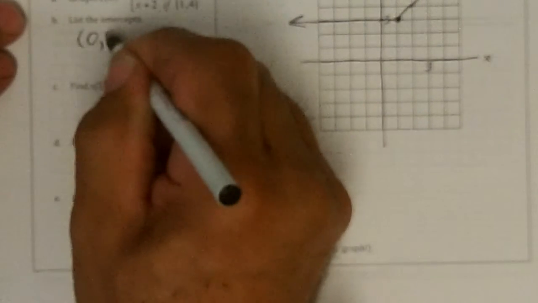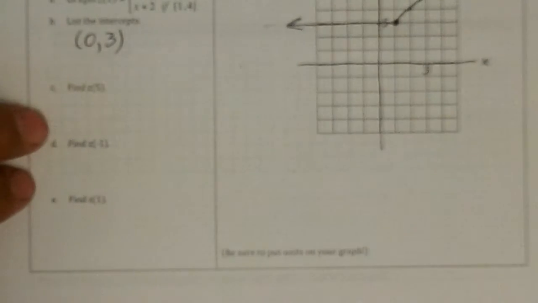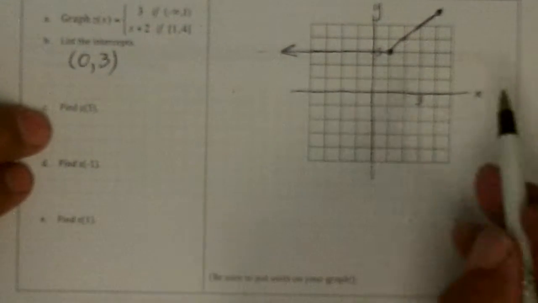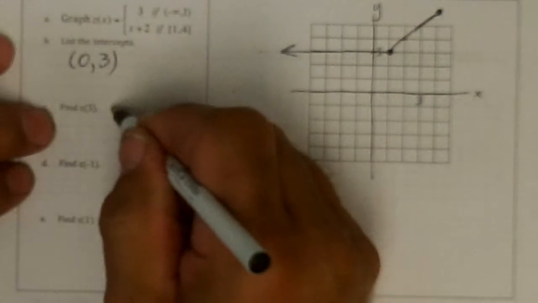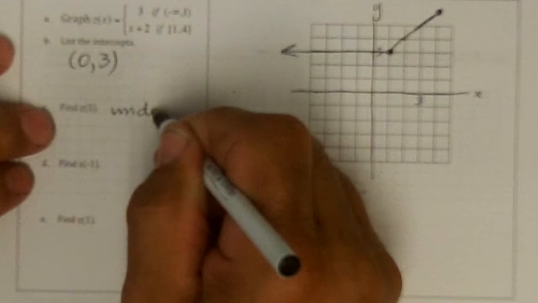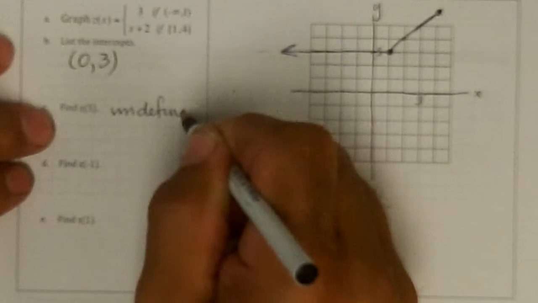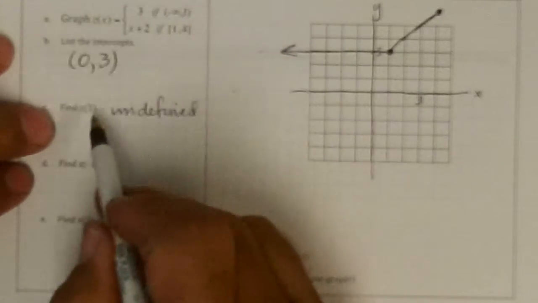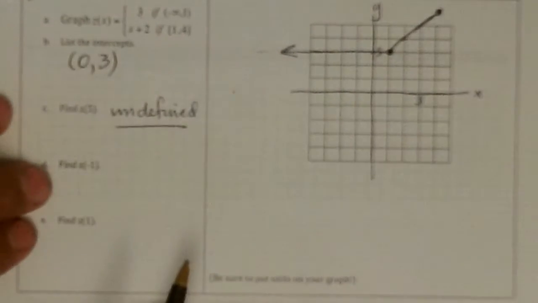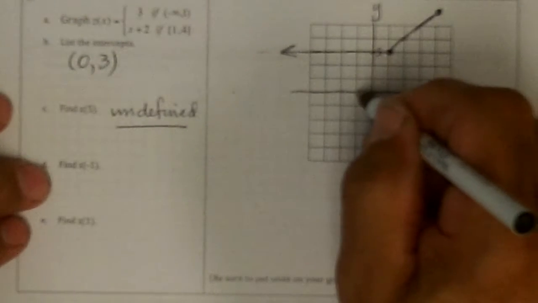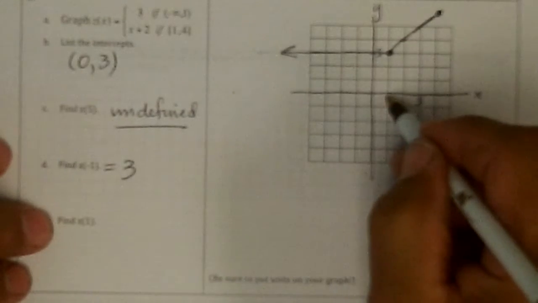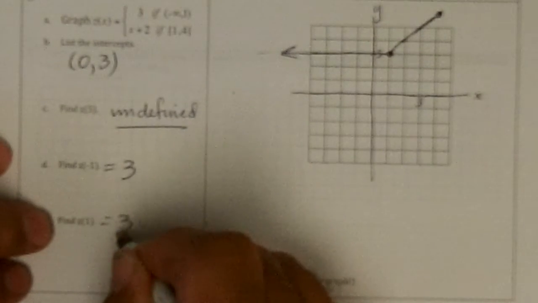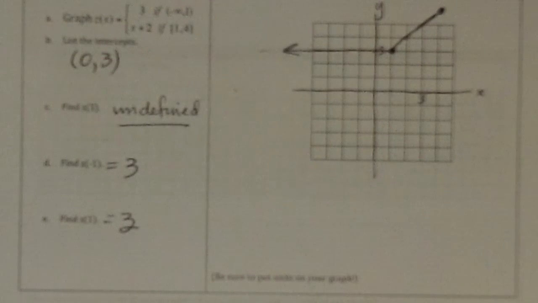The only intercept we have is a y-intercept, which is 0, 3. Intercepts are points. Next, find the value at 5. Well, the function doesn't make it to 5, so this is undefined by this function. It's not in either of these domains, so it's undefined. At negative 1, z is 3. At 1, z is 3. The y value is 3. And that's that one.